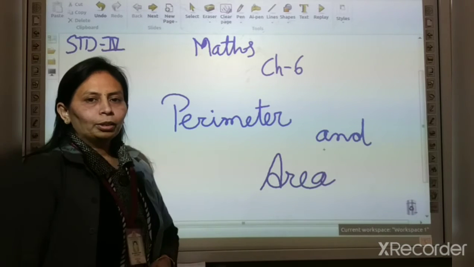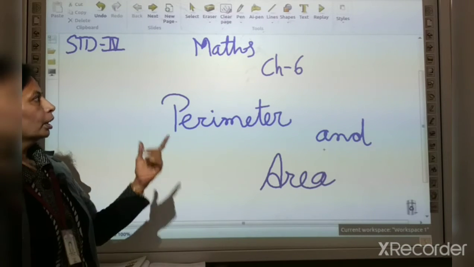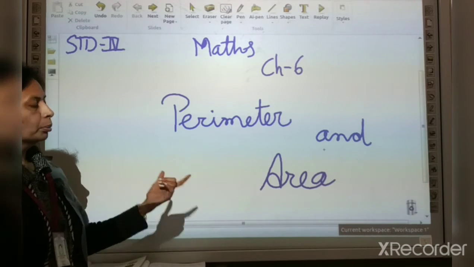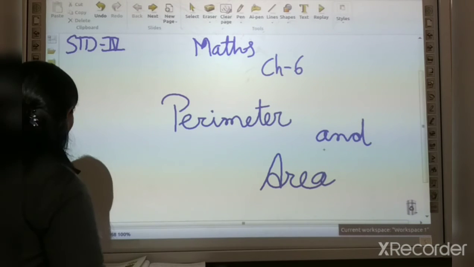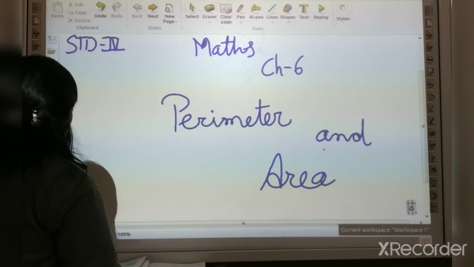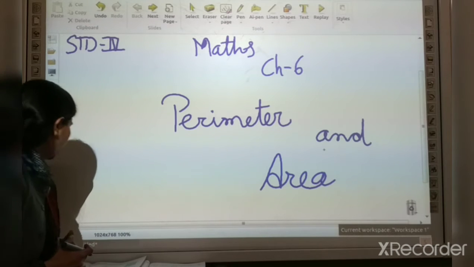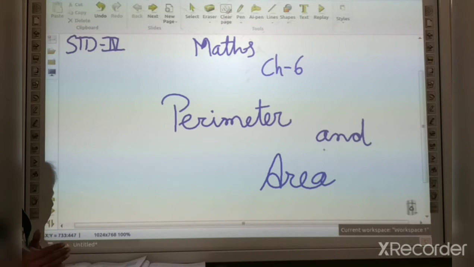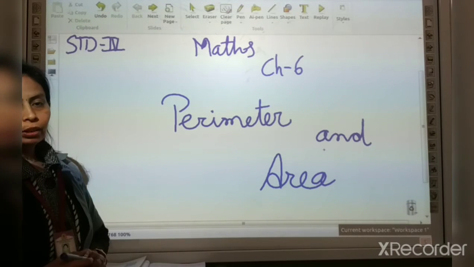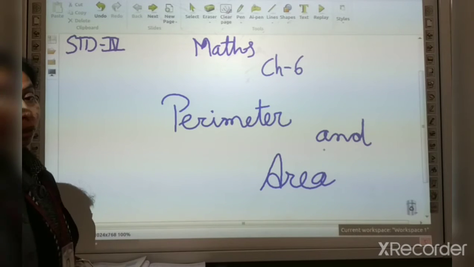Hello students, welcome to e-learning class. Today we are going to learn chapter 6, perimeter and area. So first of all, what is the perimeter? The sum of the lengths of all four sides of a closed figure is called perimeter.